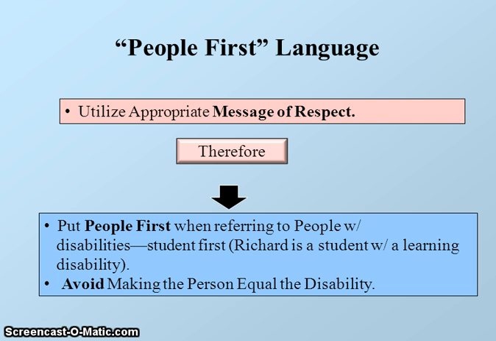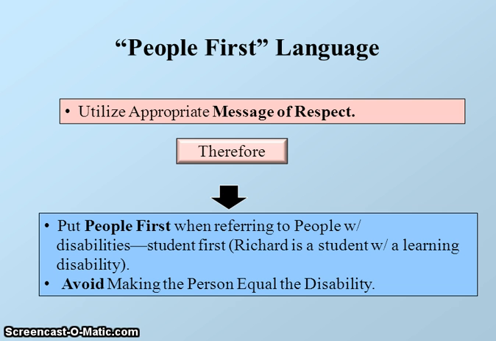People-first language is important. Utilize appropriate messages of respect. Put people first when referring to people with disabilities. The student goes first. For example, Richard is a student with a learning disability. Avoid making the person equal the disability.